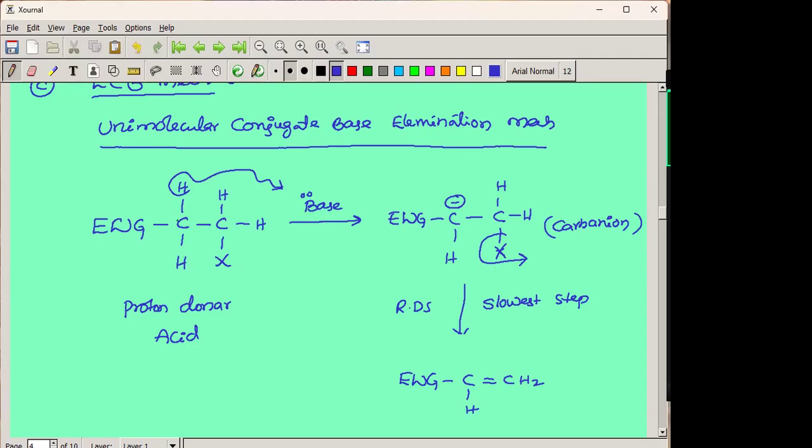By that, this carbon gets a strong positive charge. So in this case, what happened? The hydrogen donates electrons to this carbon and is eliminated as H+. So it donates an H+ ion. That's why this is called a proton donor.